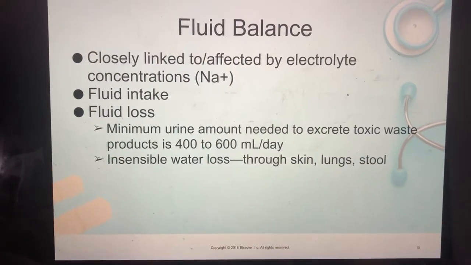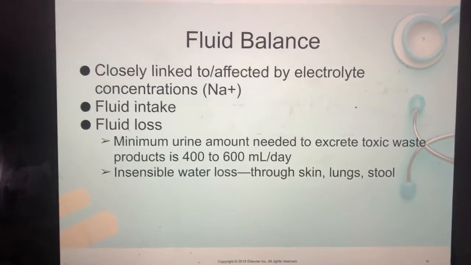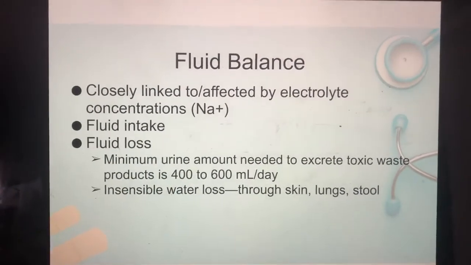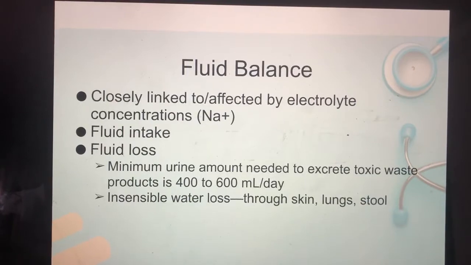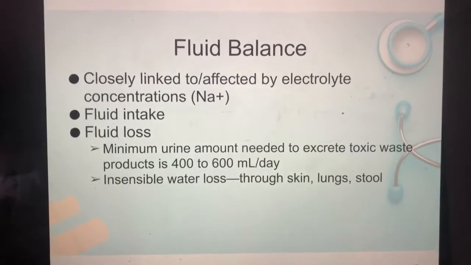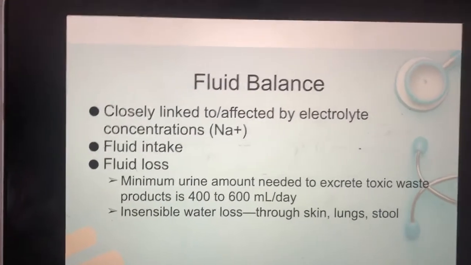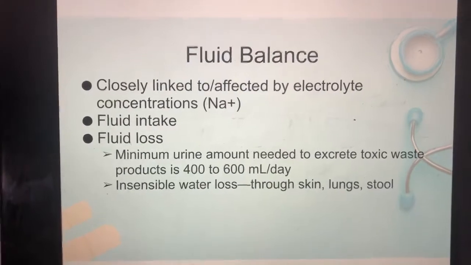The minimum urine output needed to excrete toxic waste products is about 400 to 600 mLs a day. So if they're not excreting that much, their body might be holding on to some of those electrolytes and waste products that could lead their body to not be in a homeostasis sort of state. And then of course you have your insensible water loss, which is through your skin, your lungs, and your stool.